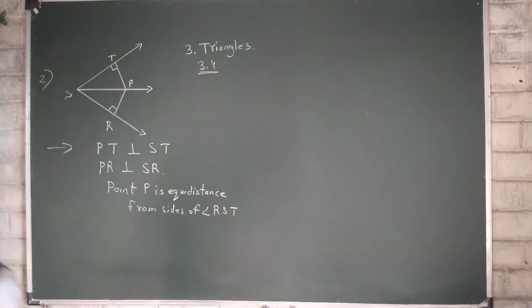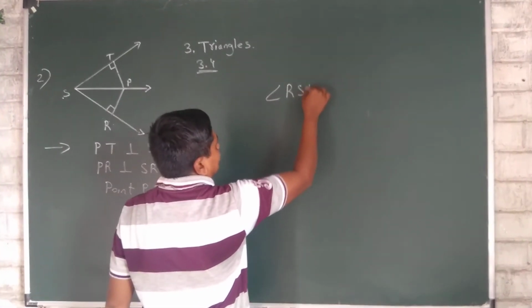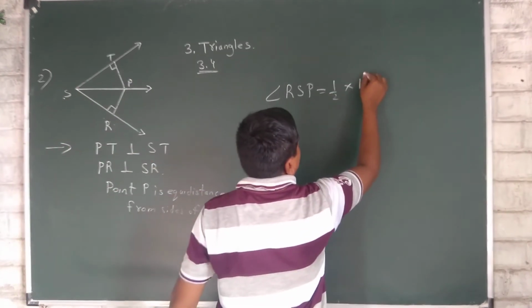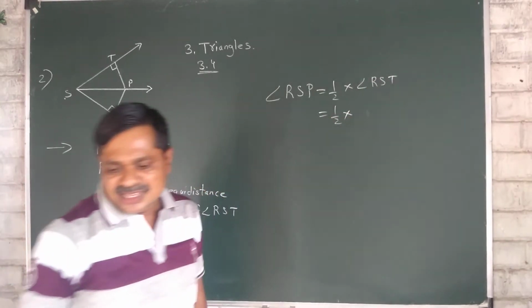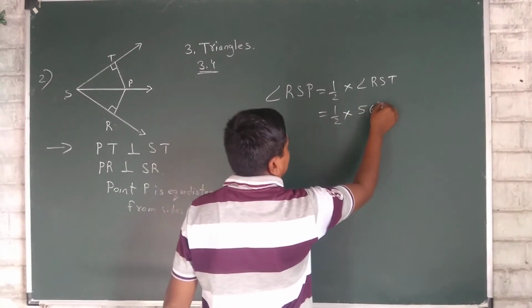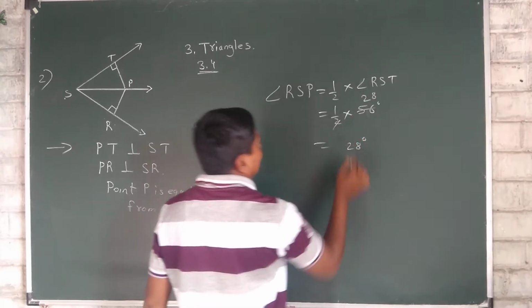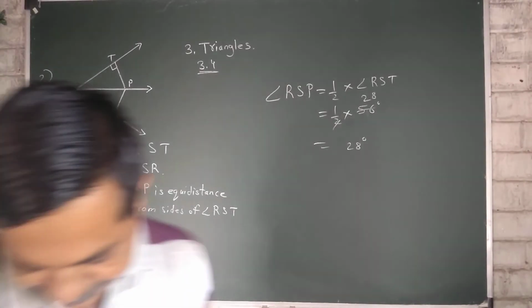Angle RST. Therefore, angle RSP is half of angle RST. Angle RST is given as 56 degrees. So, angle RSP came here 28 degrees. Now, third example we will see.